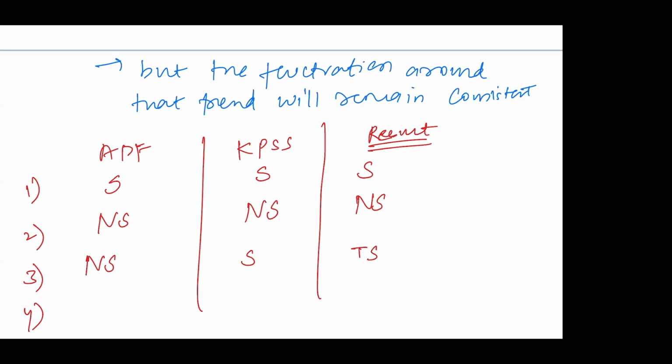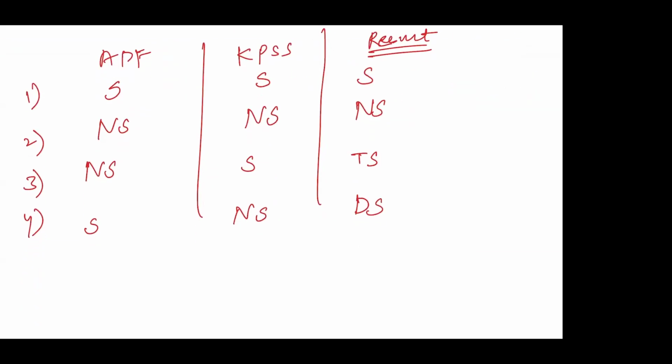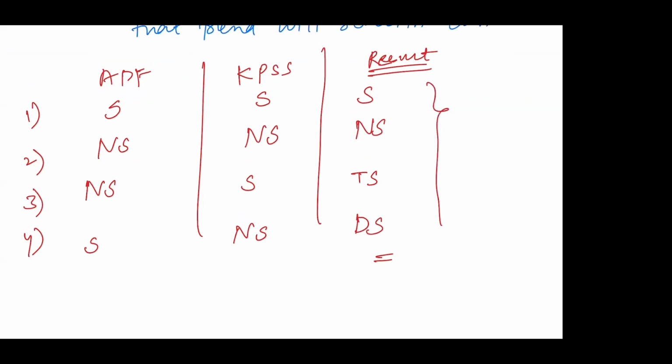Now if ADF says the time series is stationary whereas KPSS says the time series is non-stationary, this can also be the case. So this means that the time series is difference stationary. I hope you understand this concept. Did you guys understand this concept?